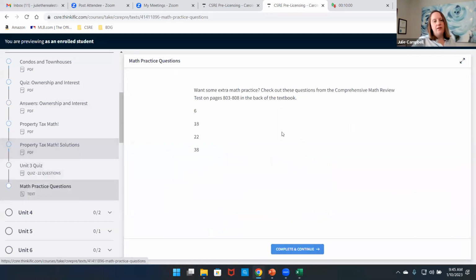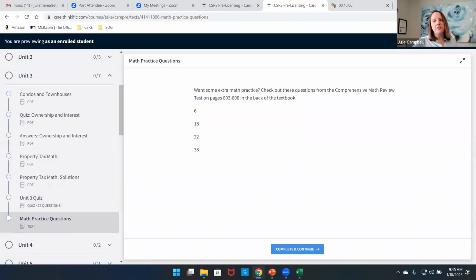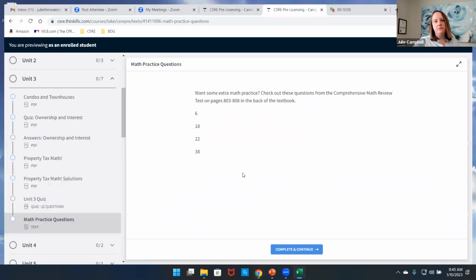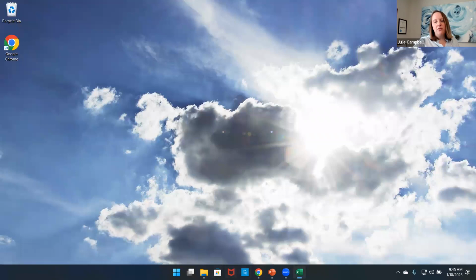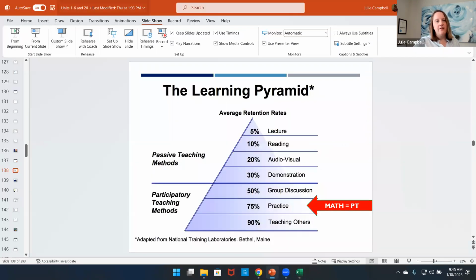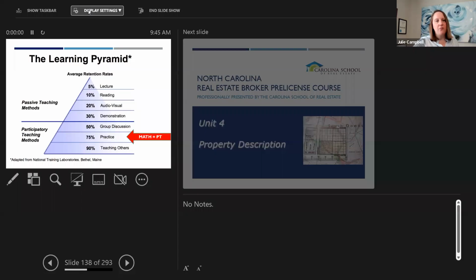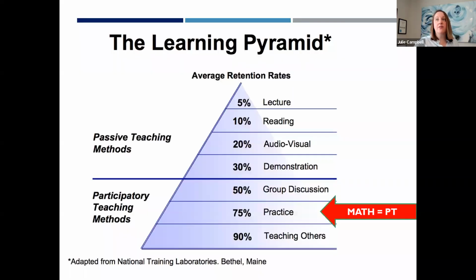Another Unit 3 quiz. Oh, and then here are the 4 numbers from the back of the book, so you have those here as well. Any questions on Unit 3? Remember, Unit 3 was all about encumbrances. Anything that affects property. Property taxes are something that affect real property.